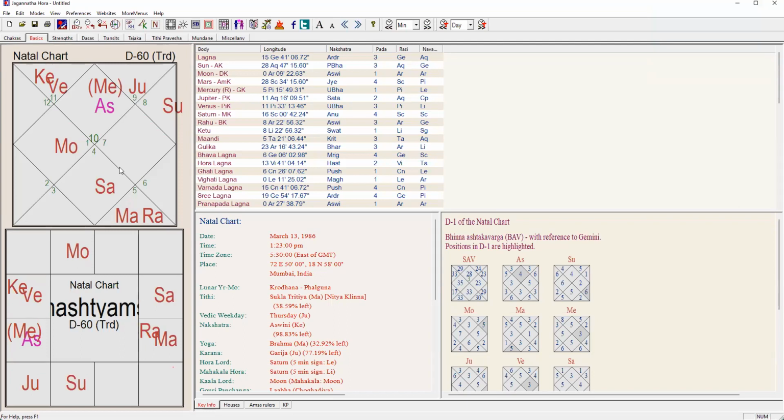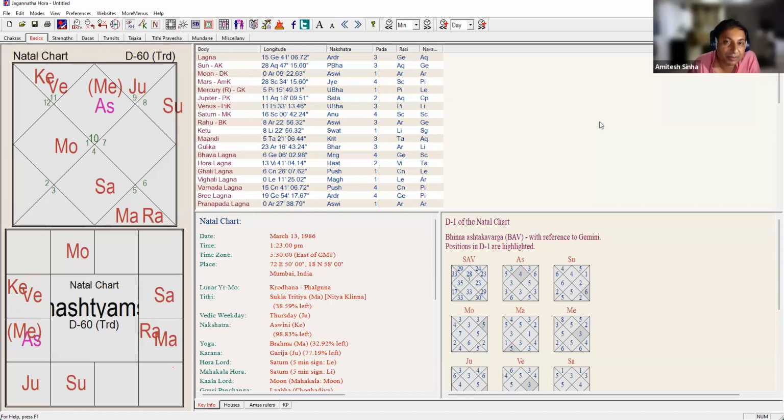Okay, sir, is there any effect of Gandanta moon? So that might be problematic. Yeah, Gandanta moon is problematic. So can we finish on divisional chart?